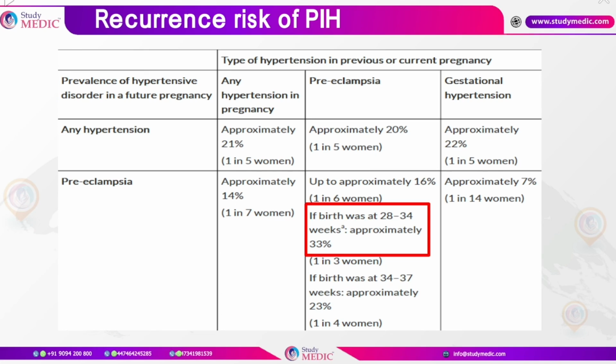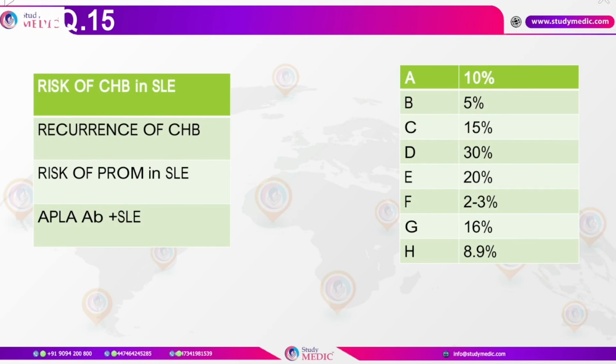Understand, it's very important to know that, because whenever you see this patient in your OPD, you need to talk about the recurrence in the upcoming pregnancy. So if birth happens between 28 to 34 weeks, then it is approximately 33%. And if it happens between 34 to 37 weeks, it is approximately 23%. So this is a very important question for you.